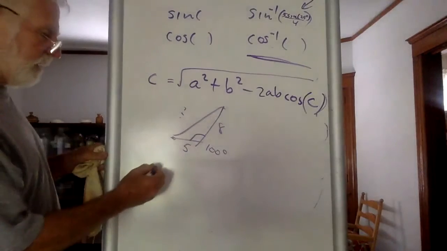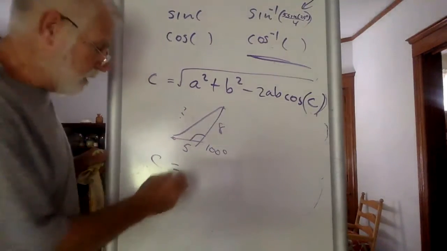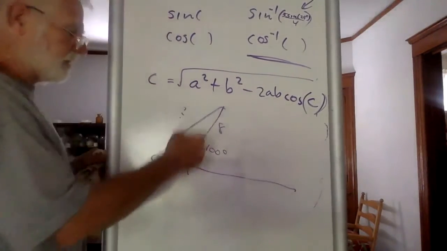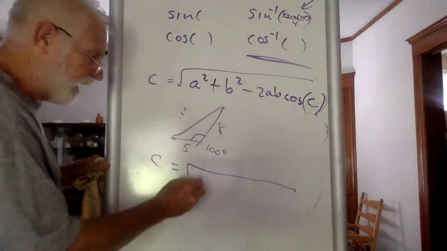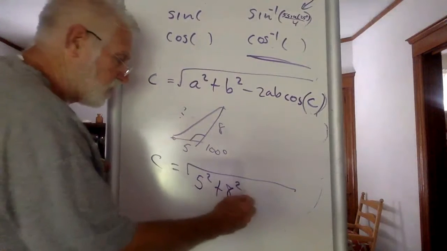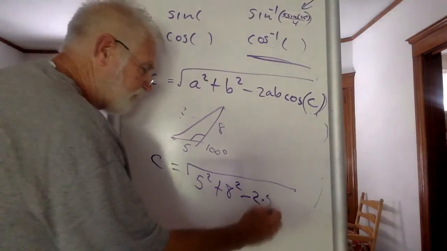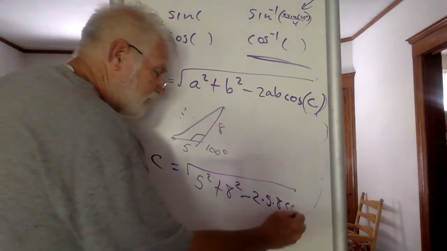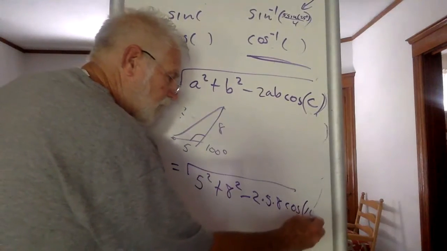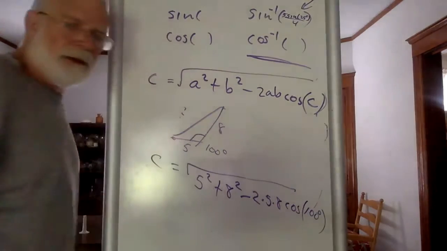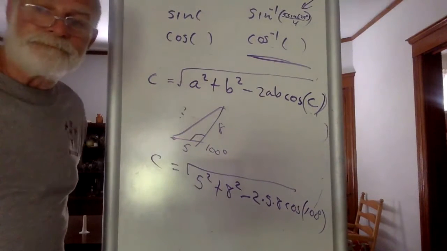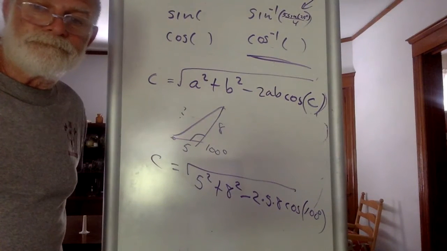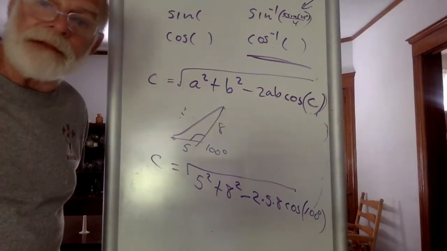So what do we have? We have c is equal to the square root of a, doesn't matter whether you call this a or that, the other two sides, 5 squared plus 8 squared minus 2 times 5 times 8 times the cosine of 100 degrees. Now, what is the cosine of 100 degrees? Positive or negative? Hope you said negative, right?